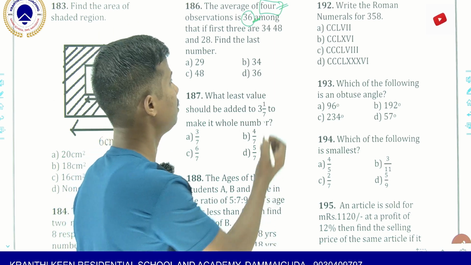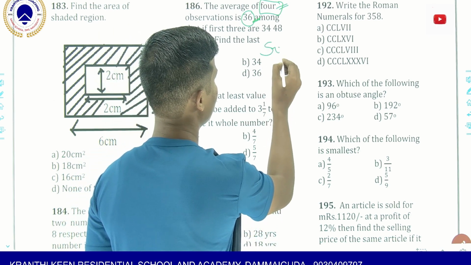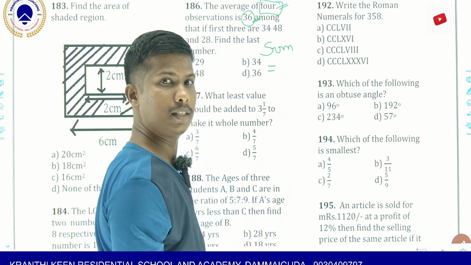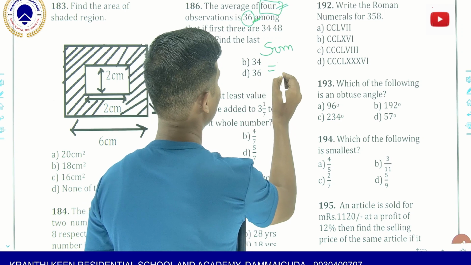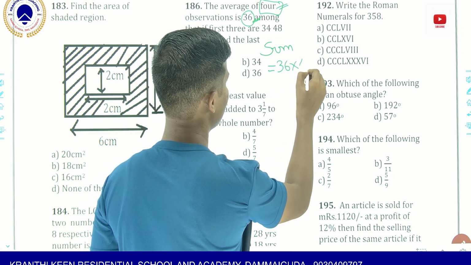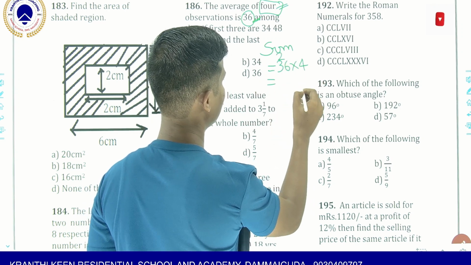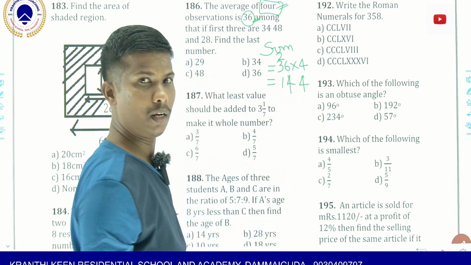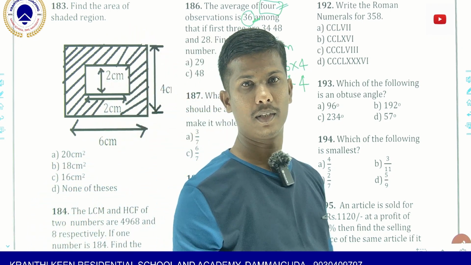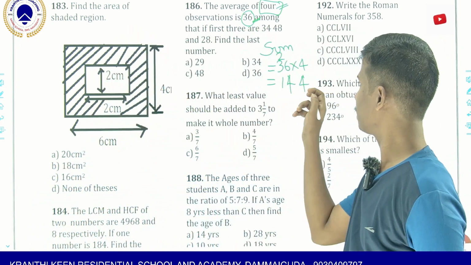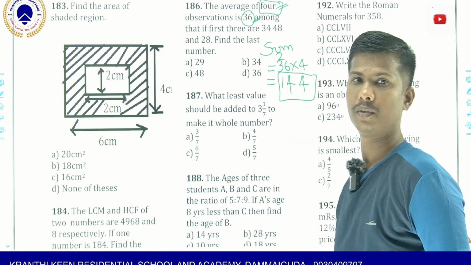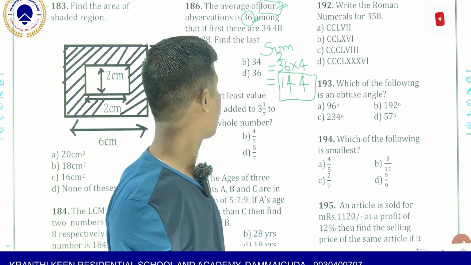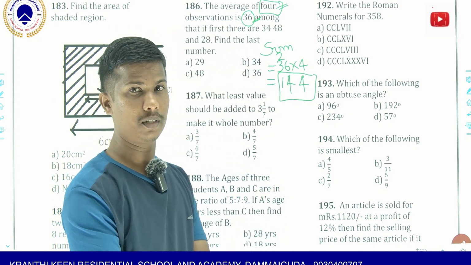That means, see, sum is equal to 36 into 4. 36 into 4, how much will you get? 4 sixes are 24. 4 threes are 12 plus 2, 14. 144. That means you remember this one: the sum of all 4 observations is 144. The sum of all the 4 observations is what? 144. And you see, what has he given?